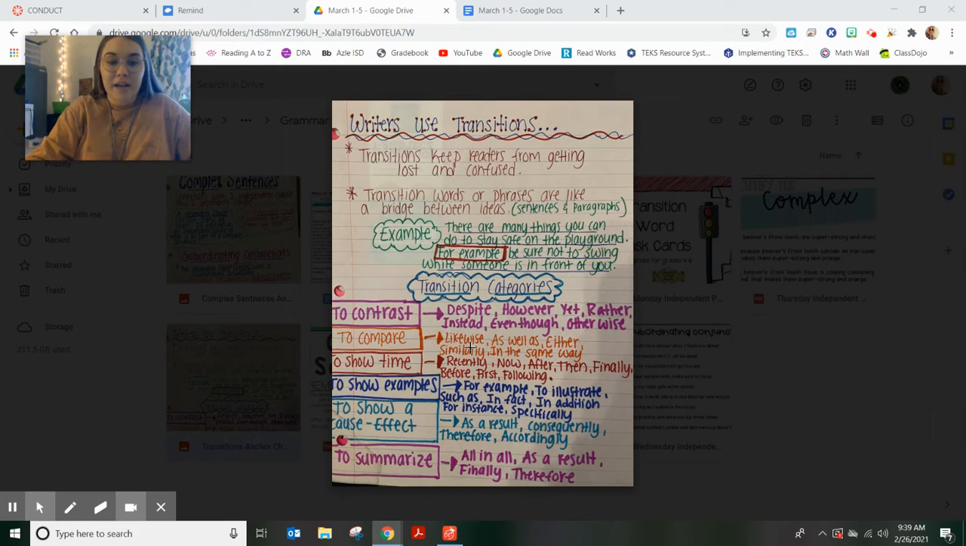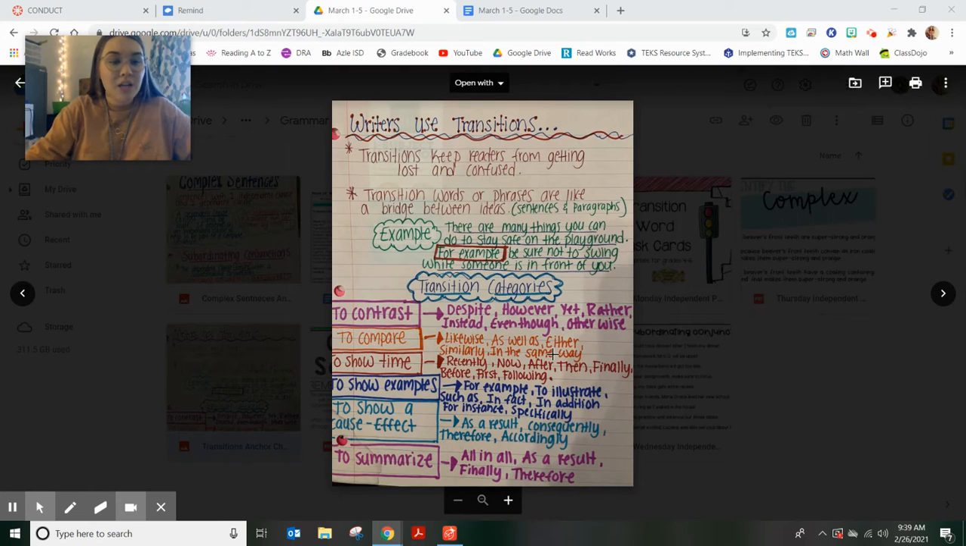To compare is likewise, as well as, either, similarly, in the same way. If we're showing time, that would say recently, now, after, then, finally, before, first, following. Sometimes they're going to show us examples, like for example, to illustrate, such as, or to show a cause and effect, as a result, consequently, or to summarize, all in all, as a result, finally, therefore. Those are all ones that we typically see.